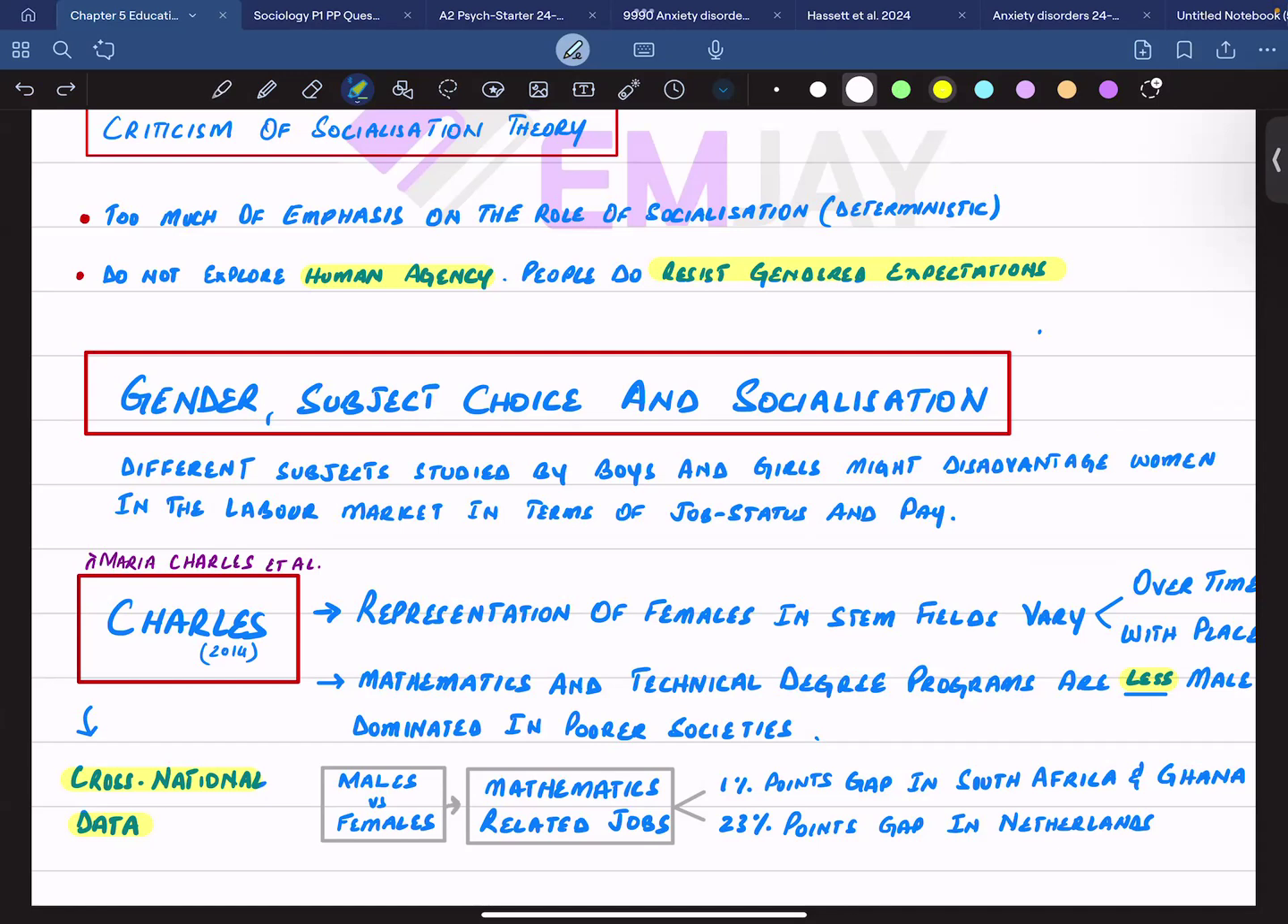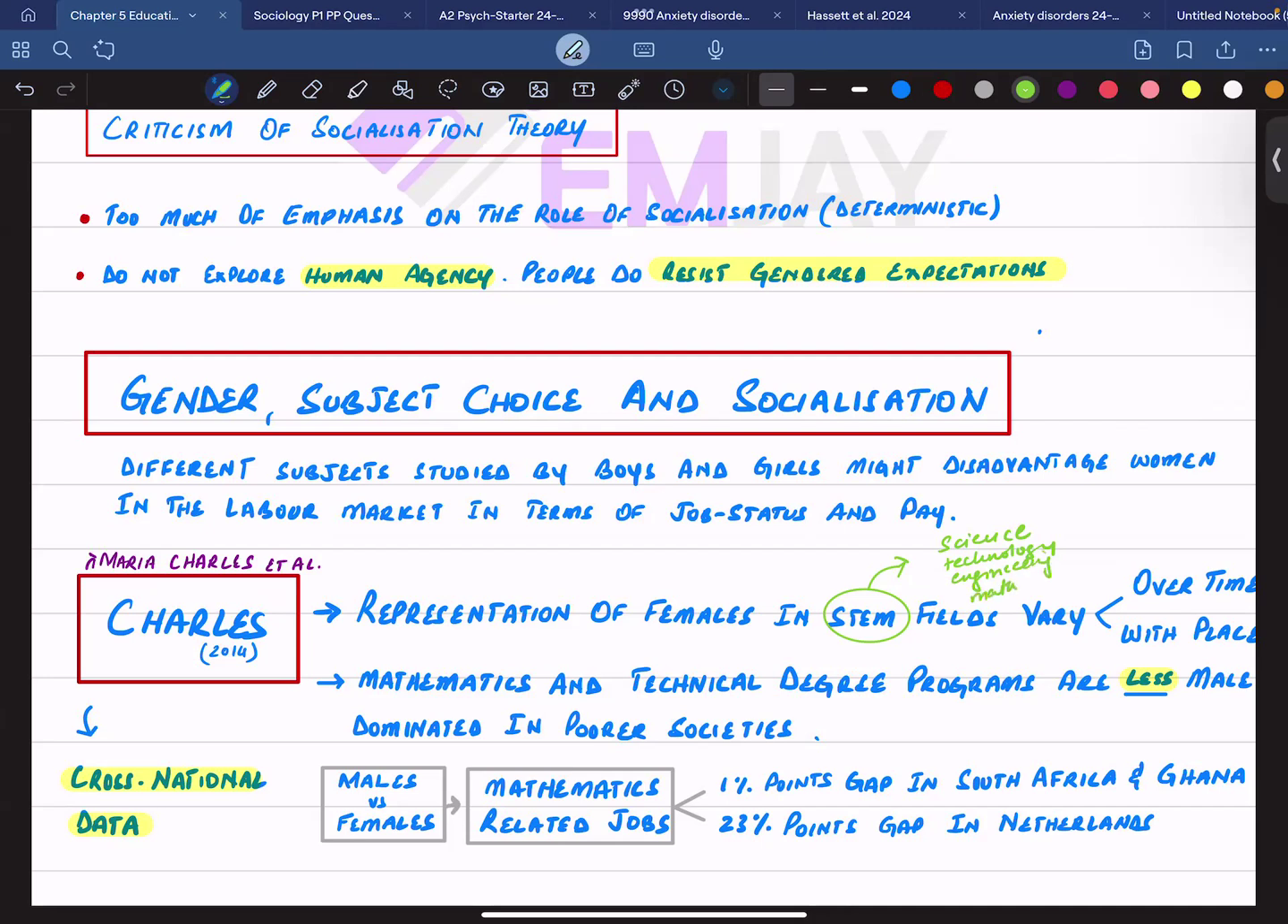Now, when we talk about STEM subjects, you all would be aware that STEM over here refers to science, technology, engineering, and mathematics. This is the STEM I'm talking about. I might as well just write it down. So STEM over here refers to science, technology, engineering, and mathematics.